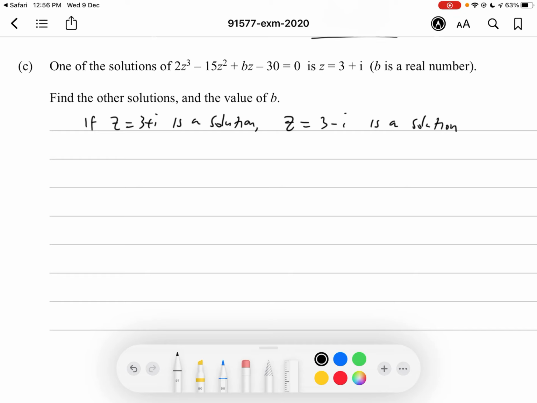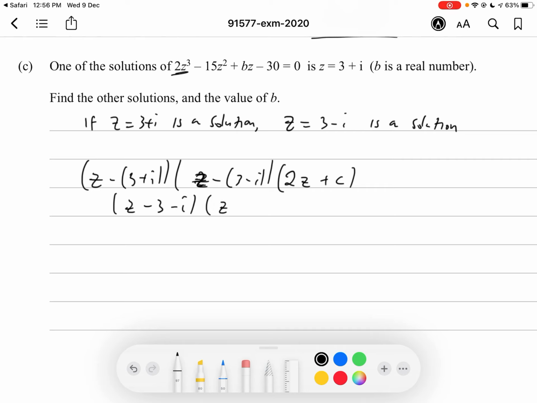Right, so we can draw our first solutions here. We have z minus 3 plus i multiplied by z minus 3 minus i. So these are our two solutions. And our last factor can be 2z plus c. The reason I have 2z here is because the coefficient of z cubed is 2, so I want to have that 2 in our last bracket. So we're going to expand these out. First we're going to simplify: z minus 3 minus i times z minus 3 plus i times 2z plus c.